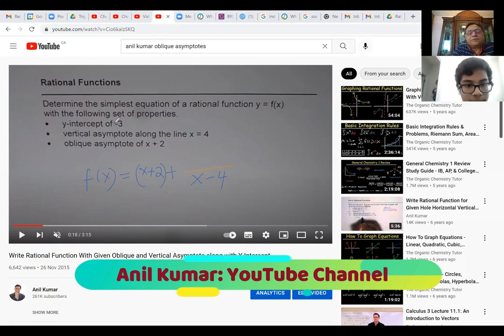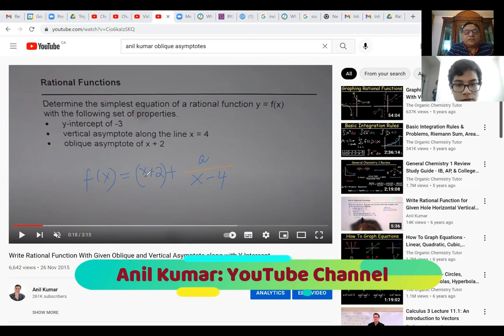And the y-intercept is -3. So how do you incorporate the y-intercept? That means if I put x equals 0, then I get -3 as my answer. You get the idea? So let's say this is a. Put a value a, correct? And you can calculate the value of a.